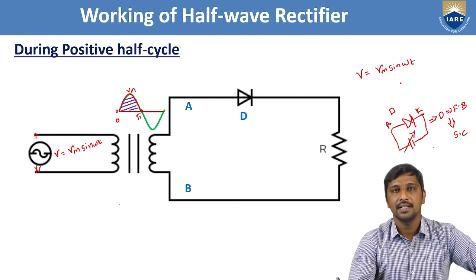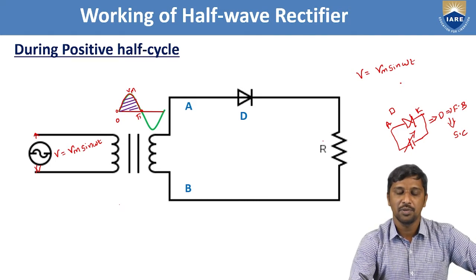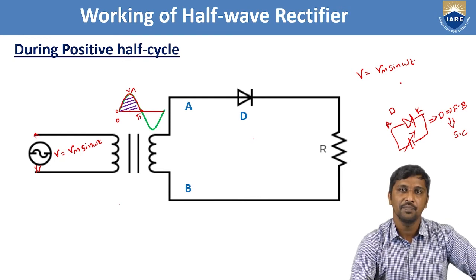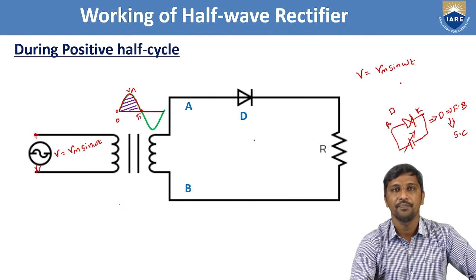Here I consider the ideal condition. I am assuming the diode as an ideal diode. So under the ideal diode characteristics, when we apply the forward bias to the PN junction diode, the diode acts as forward biased. Under this forward bias mode, the diode is replaced with a short circuit.